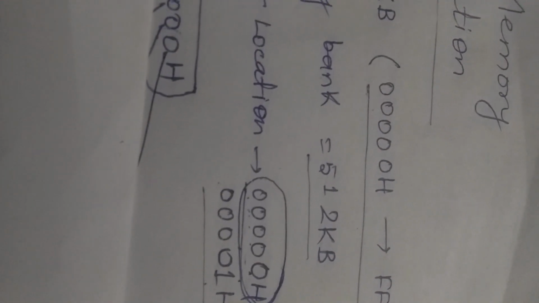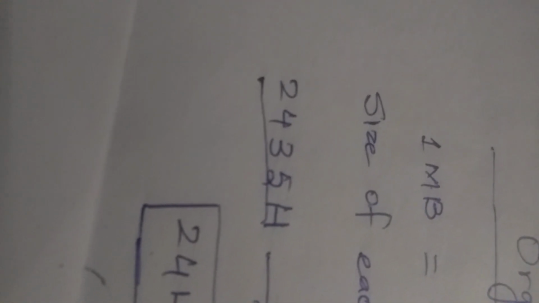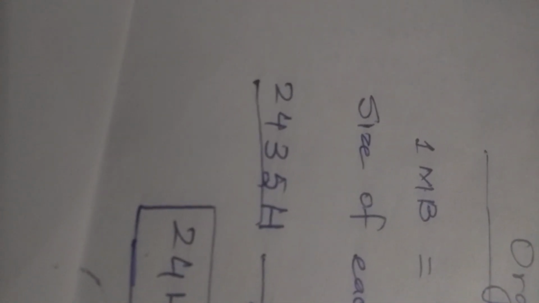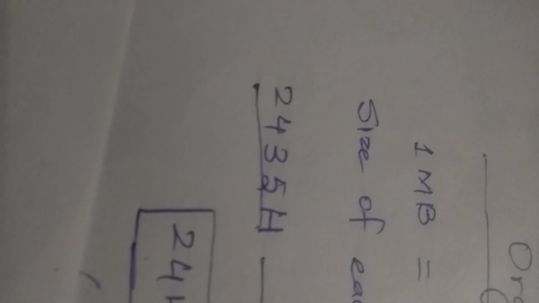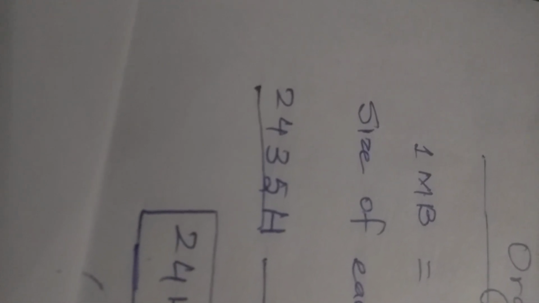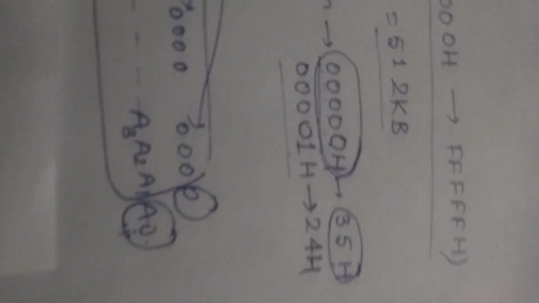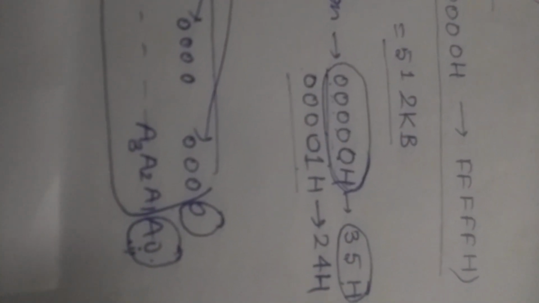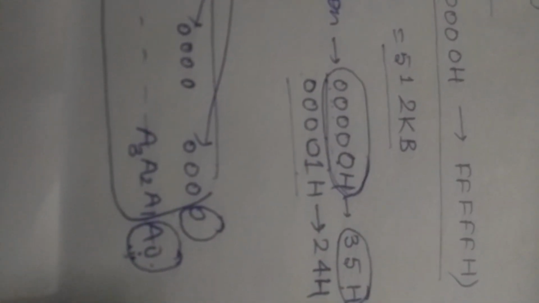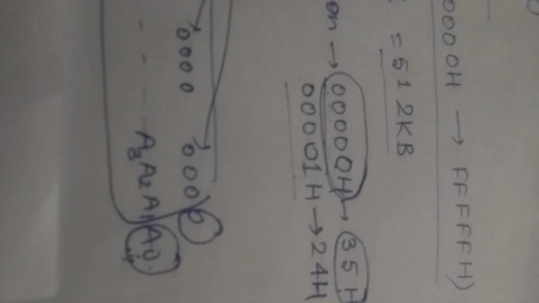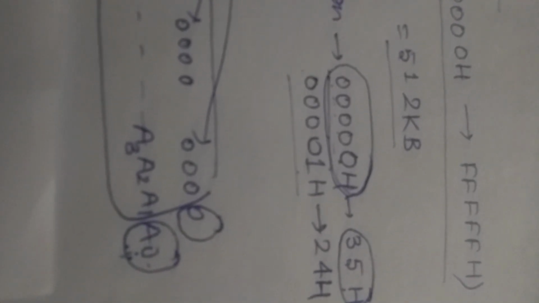Suppose that we have a 16-bit data, for example 2435H. So this data requires two memory locations. The lower byte of the data will be stored at the lower memory location, and the higher byte of the data will be stored at the higher memory location. 16-bit data will be stored at two consecutive memory locations. Lower byte will be stored at lower location, and higher byte will be stored at higher location. So here 35H is stored at 00000H, and 24H is stored at 00001H. Okay, it is clear.